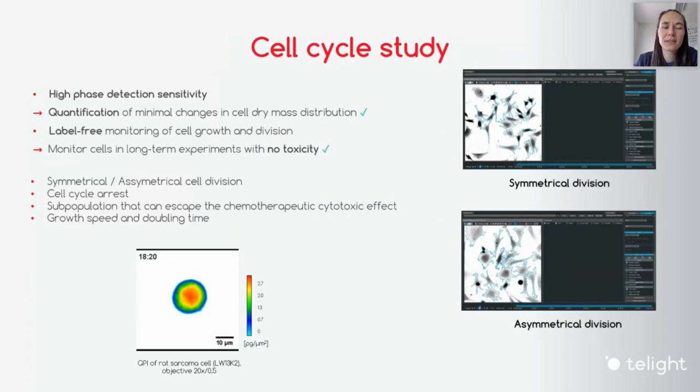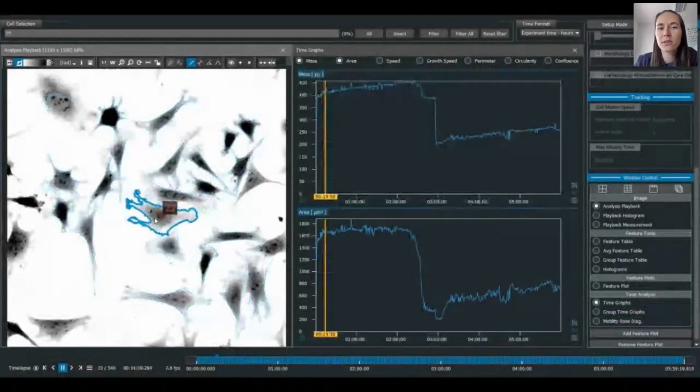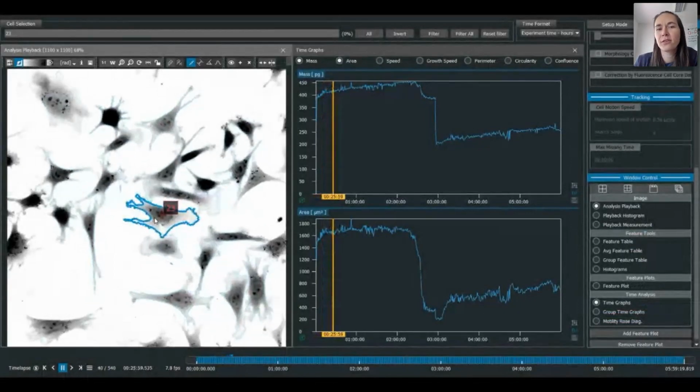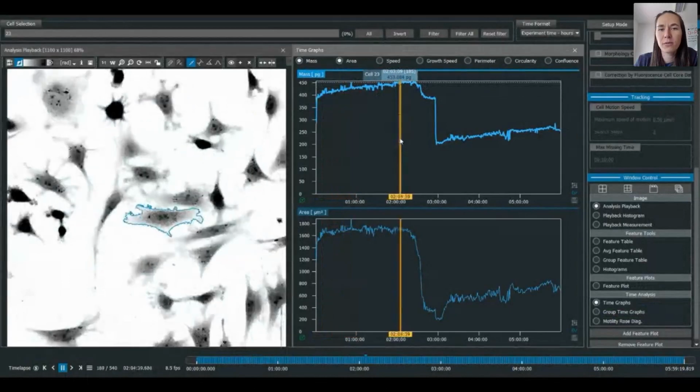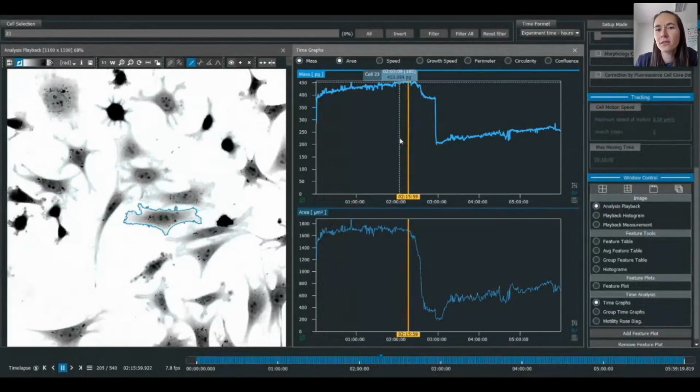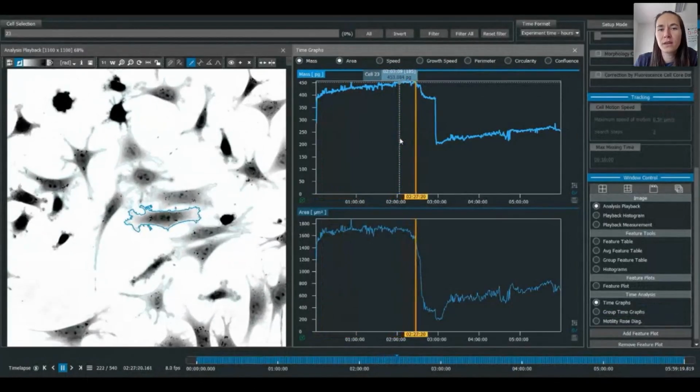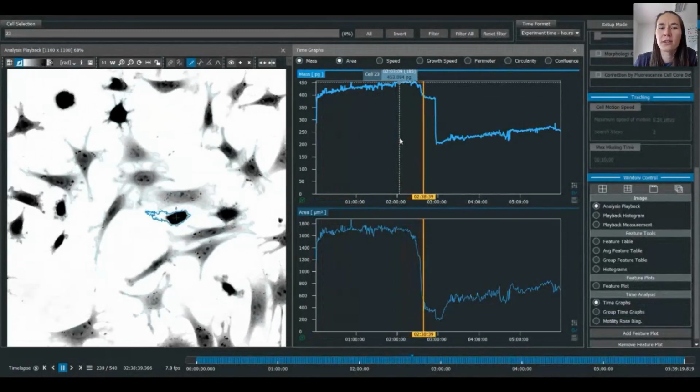Due to high phase detection sensitivity in our system, we can quantify even the minimal changes in the cell dry mass and monitor the cell cycle really precisely, in more detail, with a label-free approach. There are two videos that I want to show you of symmetrical and asymmetrical cell division. You can see that this one cell that we are monitoring is gaining mass, typically the S phase of the cell cycle, then it divides.